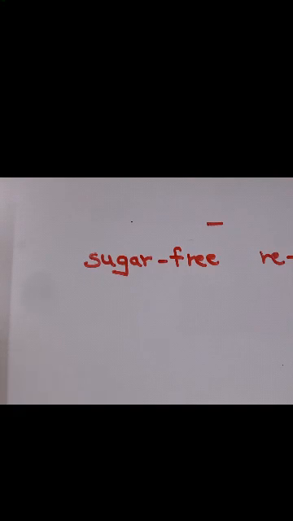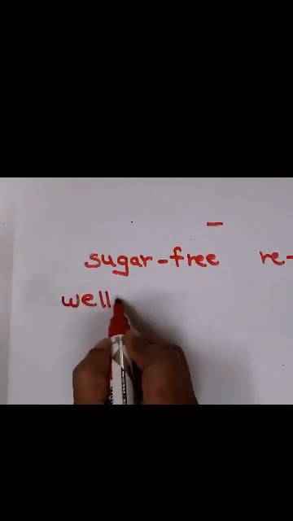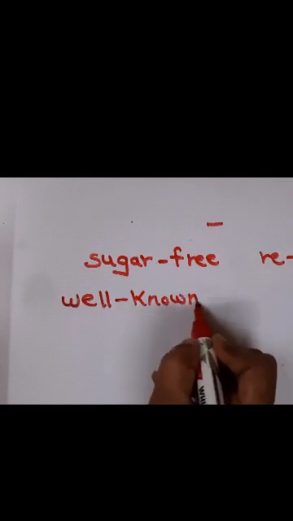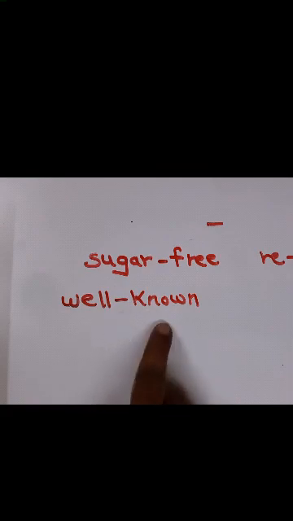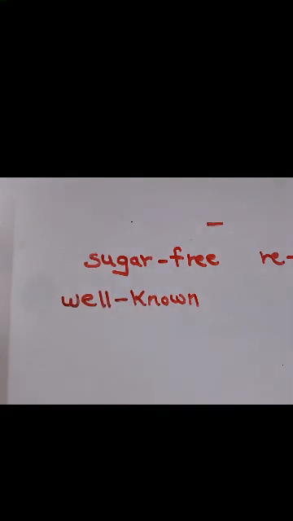Take for example, well-known. If I say he is a well-known author, well-known is my adjective. So I am using a hyphen over here. And a hyphen is also used to join a prefix to a root word. Take a prefix like co. So co-own, right?